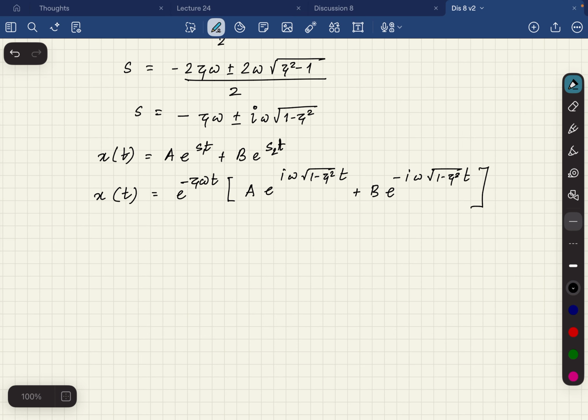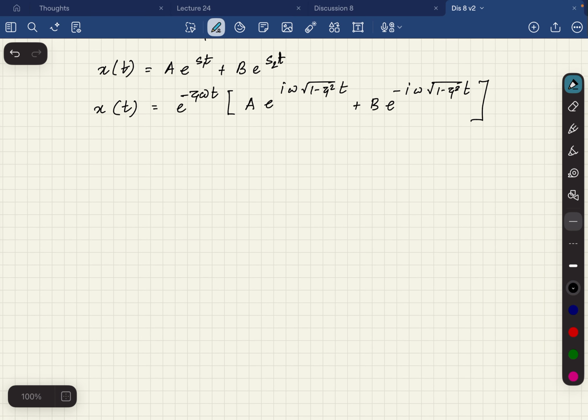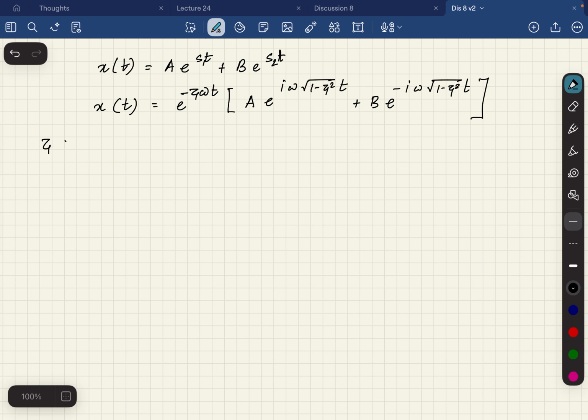Now see what happens. What was zeta again? Recall that zeta was c divided by 2 root over km. So zeta, the damping ratio, is the ratio of the strength of the damping coefficient to twice the square root of the spring coefficient times the mass. That is the spring action and the inertia versus the damping coefficient magnitude.